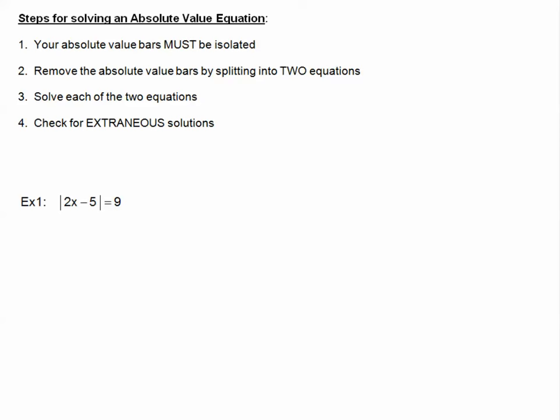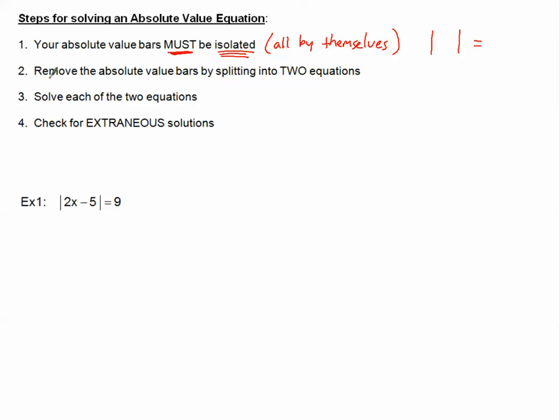The first and most important step: your absolute value bars must be isolated. Isolated means all by themselves, or all by itself if you think of it as one thing. Your absolute value bars have to be the only thing on that side of the equation. So we'll have absolute value and then equal to something. We have to make sure that we isolate before we do anything else.